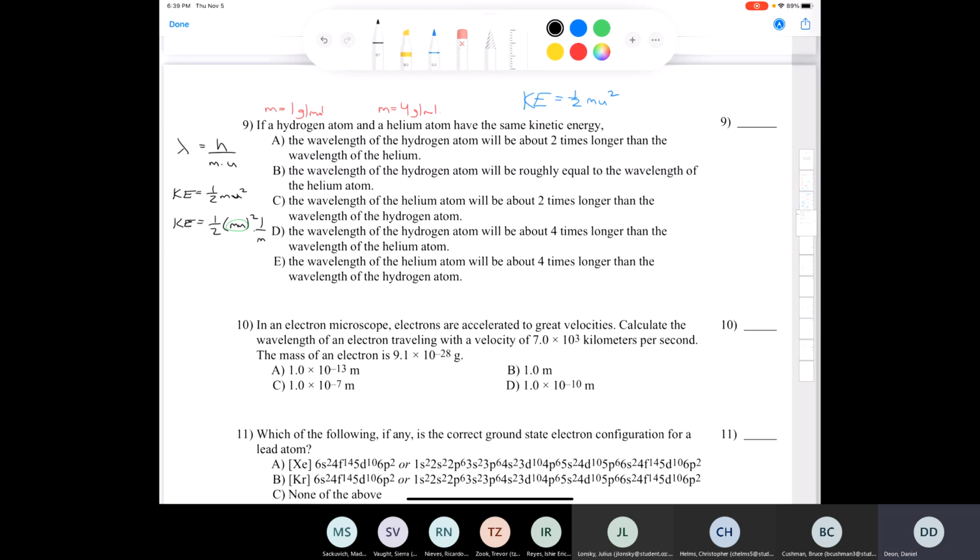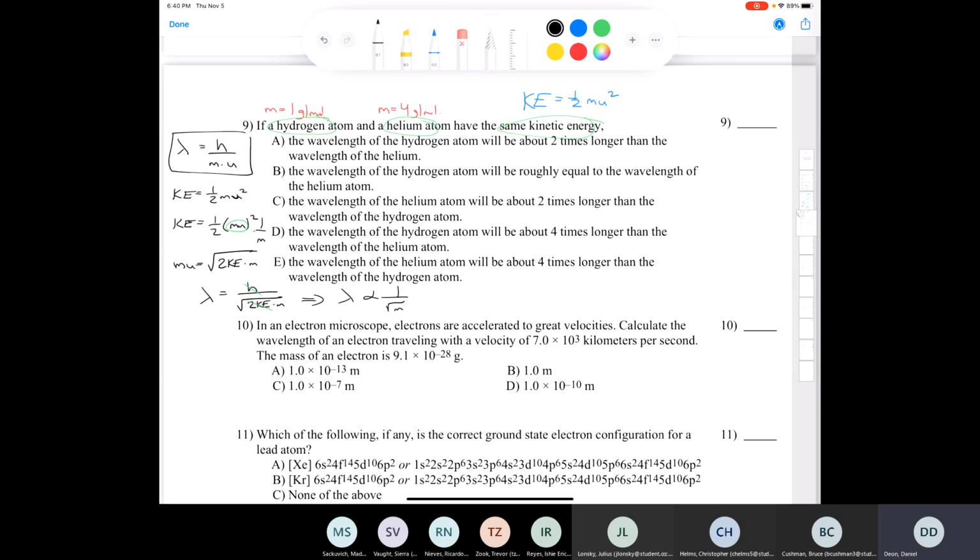So that means that my mu, which is what I'm looking for here, is going to be equal to the square root of 2 times the kinetic energy times the mass. If I have that, then I could plug that into my de Broglie wavelength equation, and say that wavelength is equal to Planck's constant divided by the square root of 2KE multiplied by m. Remember that when we compare these two atoms, Planck's constant isn't going to change. It's the same. And it tells you that they have the same kinetic energy, so kinetic energy cancels. So you can boil all this down to: wavelength is going to be directly proportional to 1 over the square root of the mass.